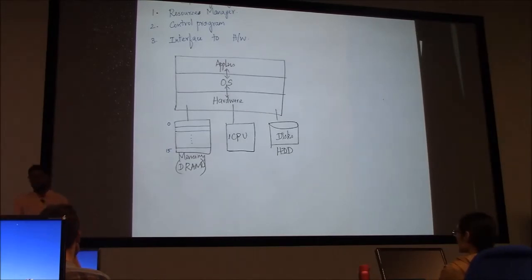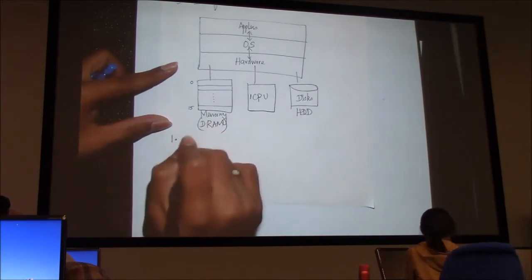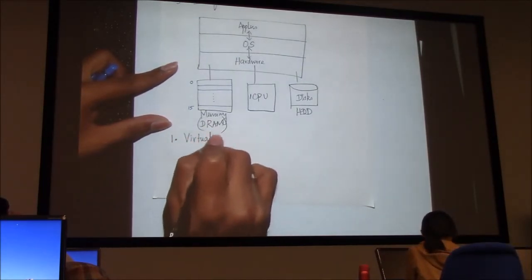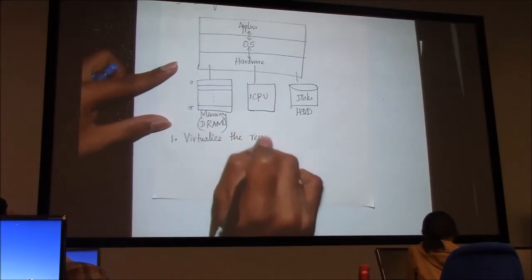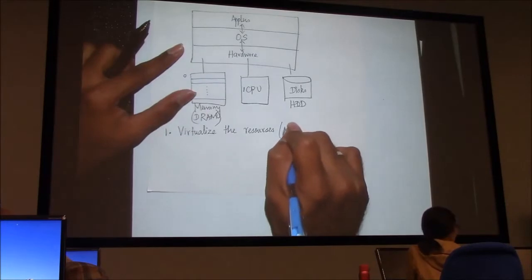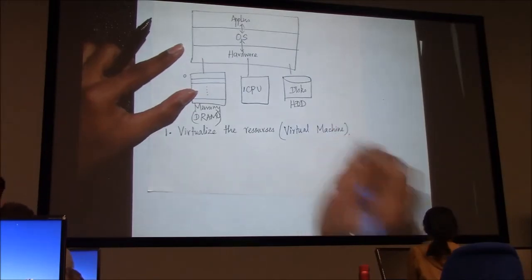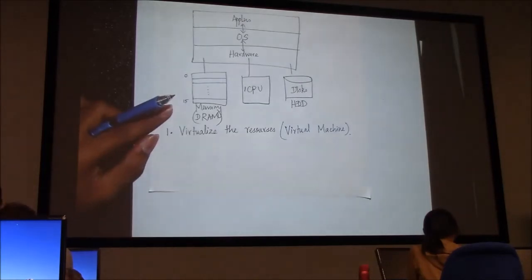Basically, what we just did is virtualize. To each and every application, the operating system gives an illusion that it has its own CPU, and an illusion that it has its own memory. So the first way to look at an operating system is that it is used to virtualize the resources. In other words, the operating system is also called a virtual machine.